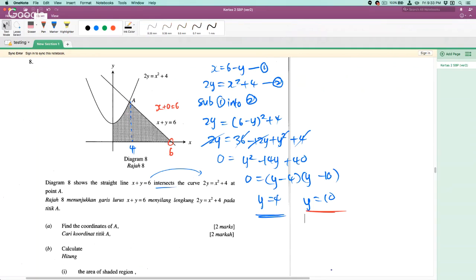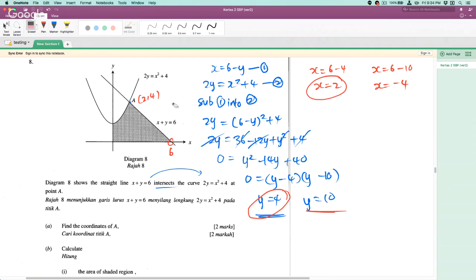Oops, sorry. This is y, it's not x. I taught the whole thing wrong. Anyway, I will substitute into x to find it. So x equals 6 minus 4, x equals 2. This one is x equals 6 minus 10, x equals negative 4. So therefore, I will choose 2 and 4. So I know coordinate A is (2, 4).